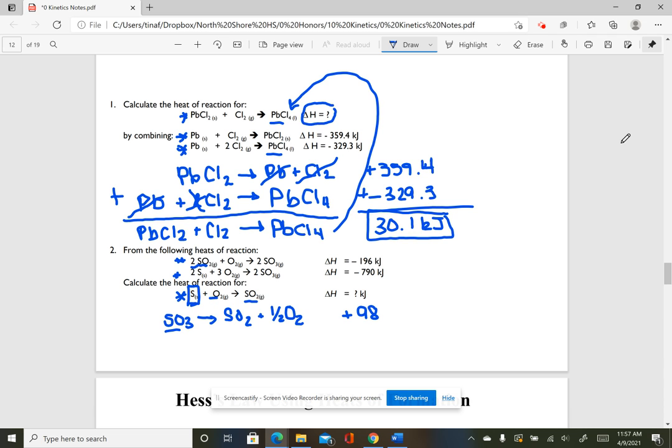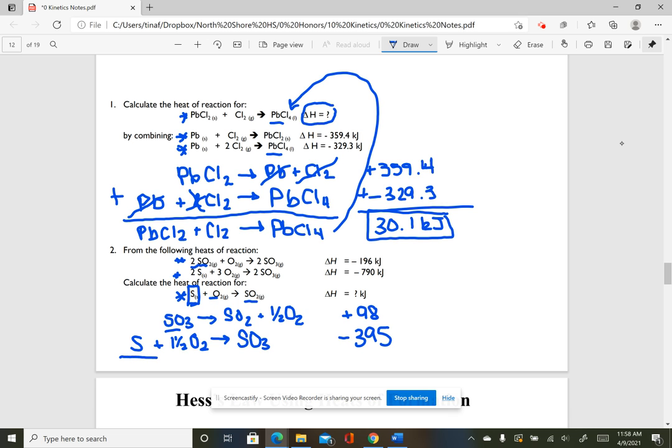So again, I'm going to cut this reaction in half, but this time I'm not going to flip it around. So I'm going to have one S instead of two S's. I'm going to have 1.5 oxygens instead of 3 oxygens. And I'm going to create one SO3 instead of two SO3s. So I didn't flip this reaction around, so the delta H is going to keep its negative sign, but I'm going to take 790 and cut it in half, and I'm going to get 395.